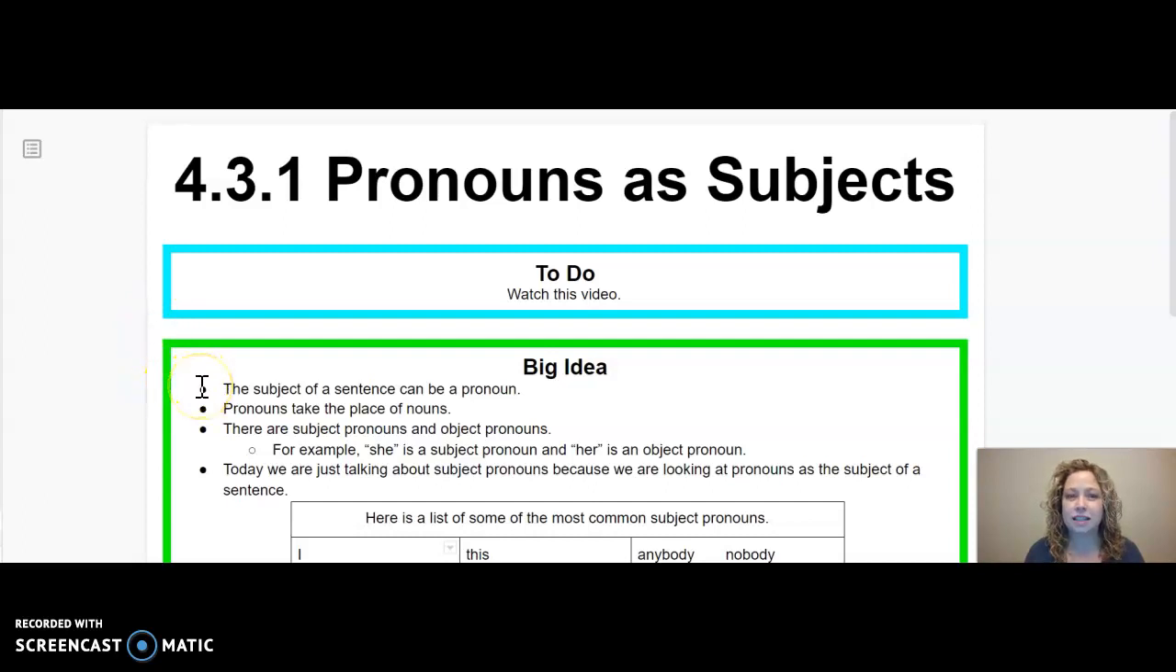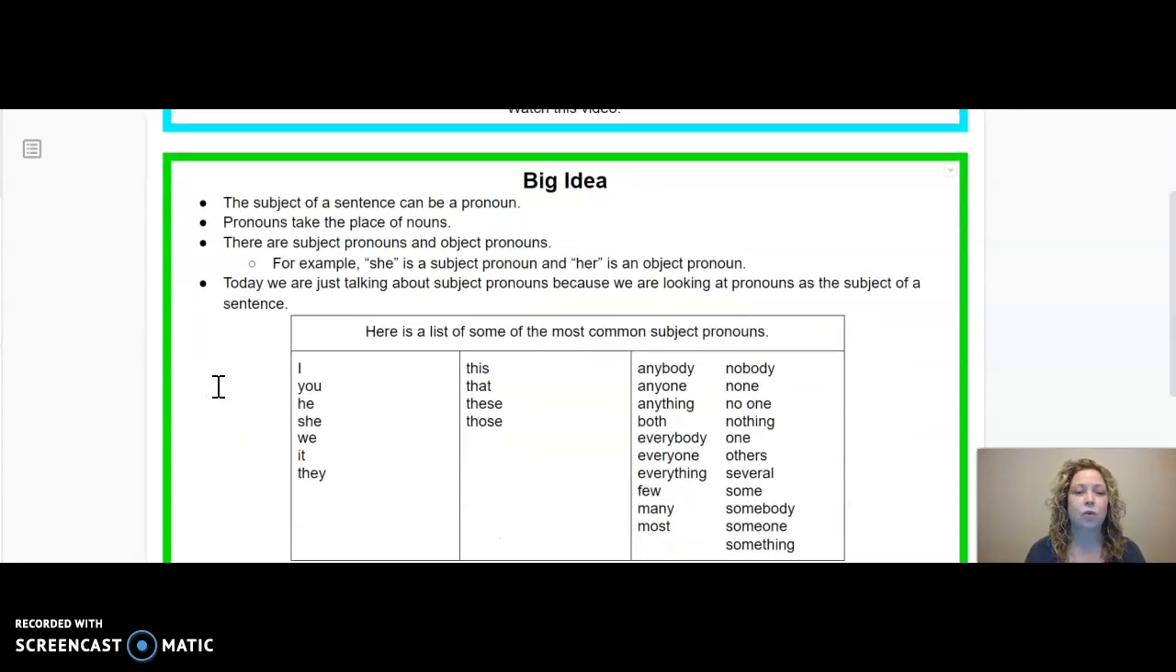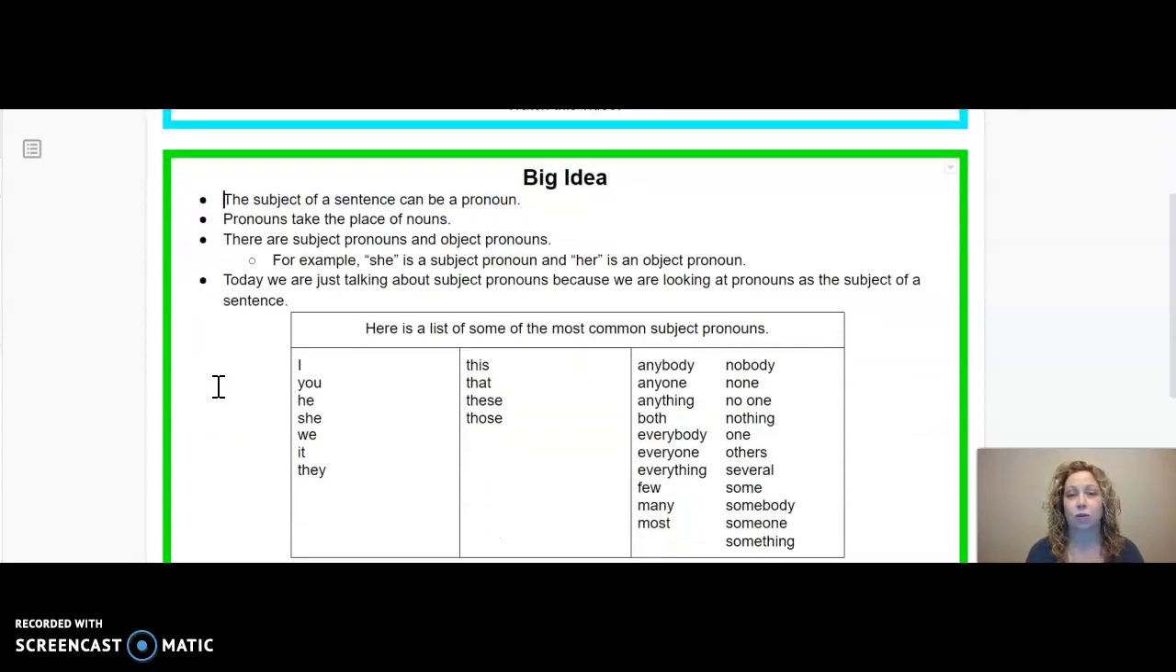So our big idea today is that the subject of a sentence can be a pronoun. We have looked at subjects as nouns, right? And now we're going to look at pronouns. So pronouns are just another of the 8 parts of speech. Pronouns can take the place of a noun.